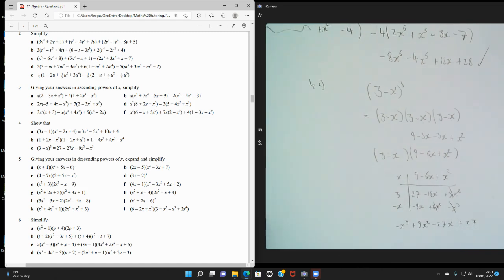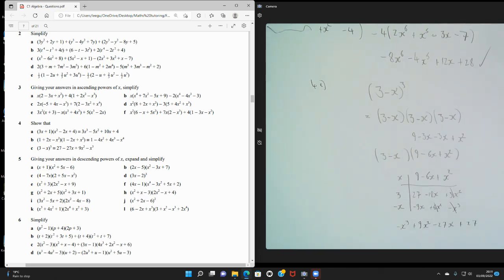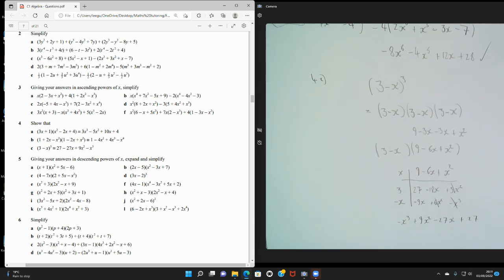Now, actually, in this kind of question, you'll notice that it says show that. And in terms of setting this out, what we could do, oh, it says show that, the answer is already given there.